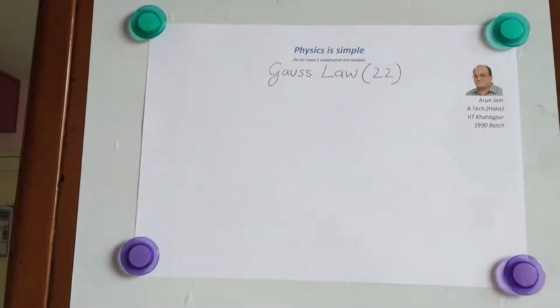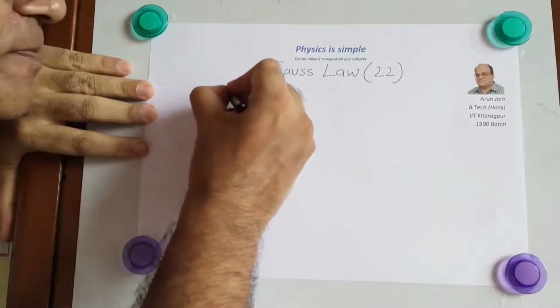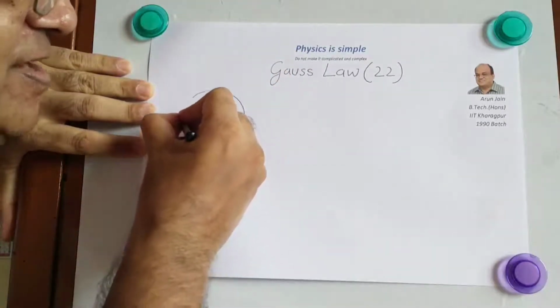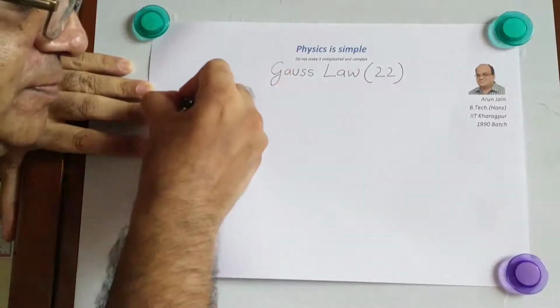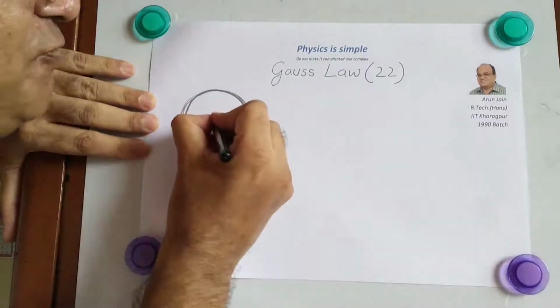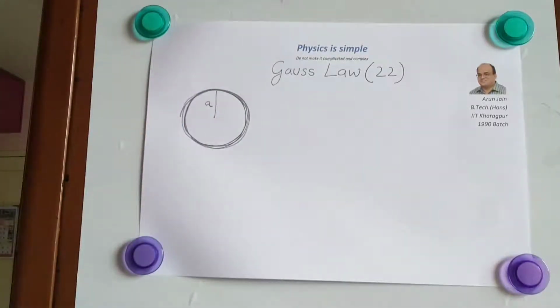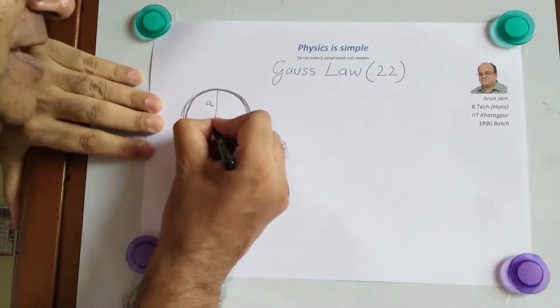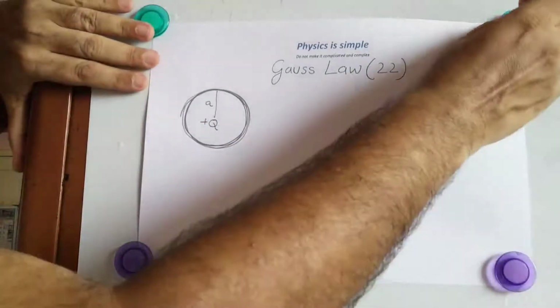Now we'll take up a good problem on Gauss Law. There is an uncharged hollow metallic sphere, of radius a, and a charge plus Q is placed at the center of this hollow metallic sphere.